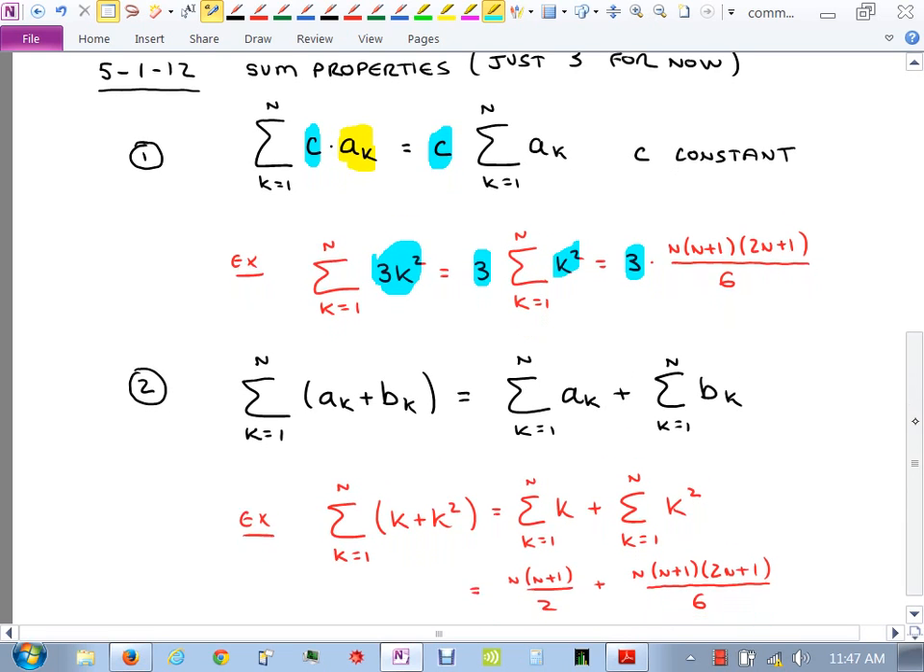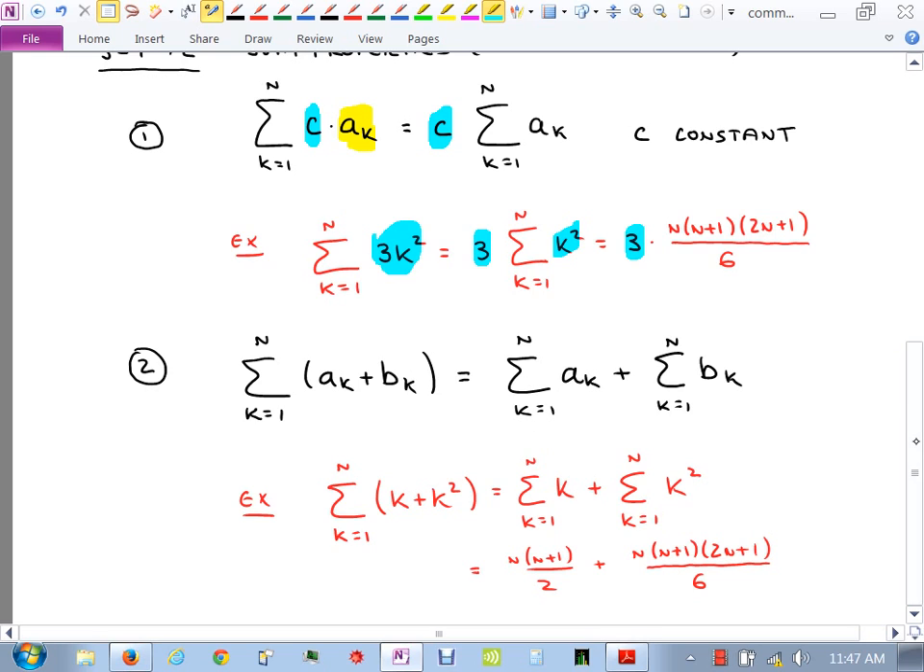You should also be aware that whenever you have a sum and you have two things being added, and each one of them is changing, so they're not the same, each one is different, what you can do is break it into two sums and add them up separately. So I did an example of that below.